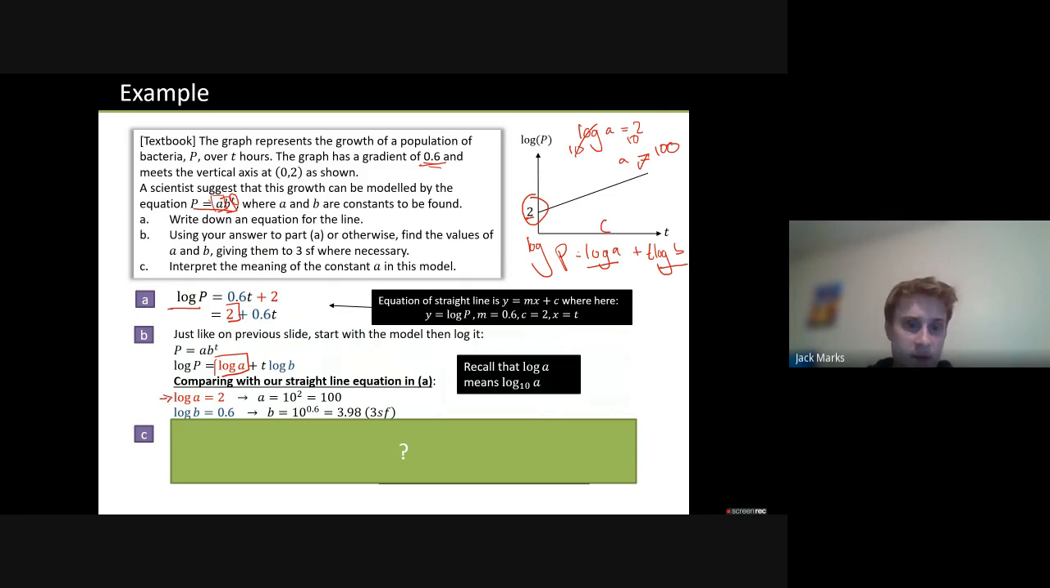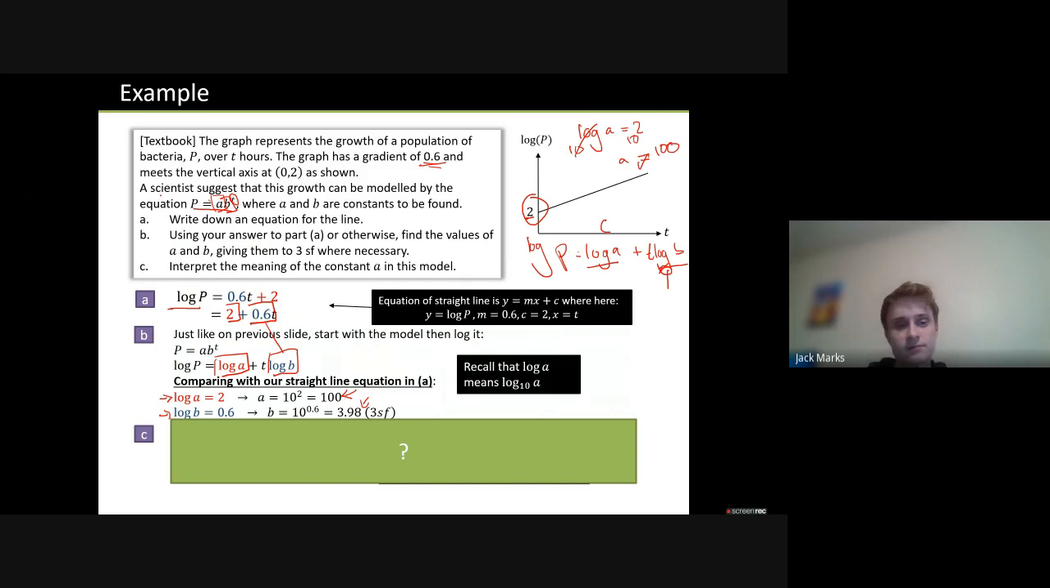We can do the same with B as well. So the gradient is 0.6, but if we work forward with our logs as well, we know that log B is also the gradient. So that means that log b is equal to 0.6. To undo the log, you could do 10 to the power of on both sides. So 10 to the power of 0.6, and you will get an answer like this.